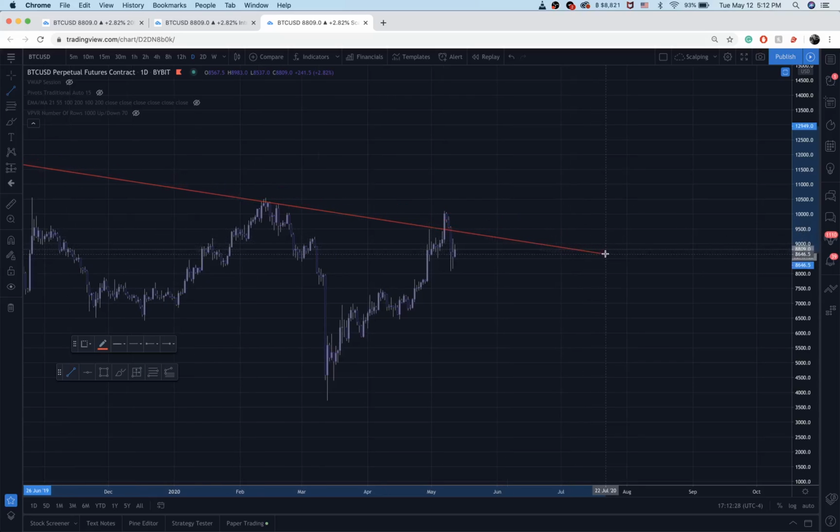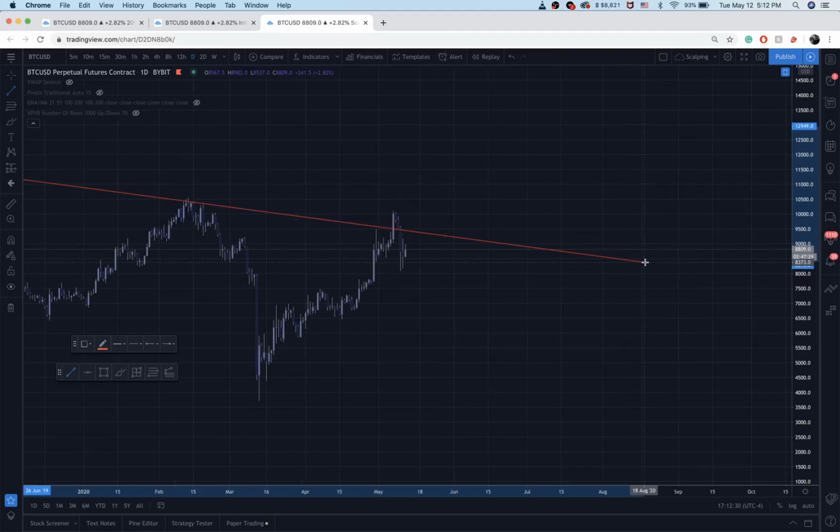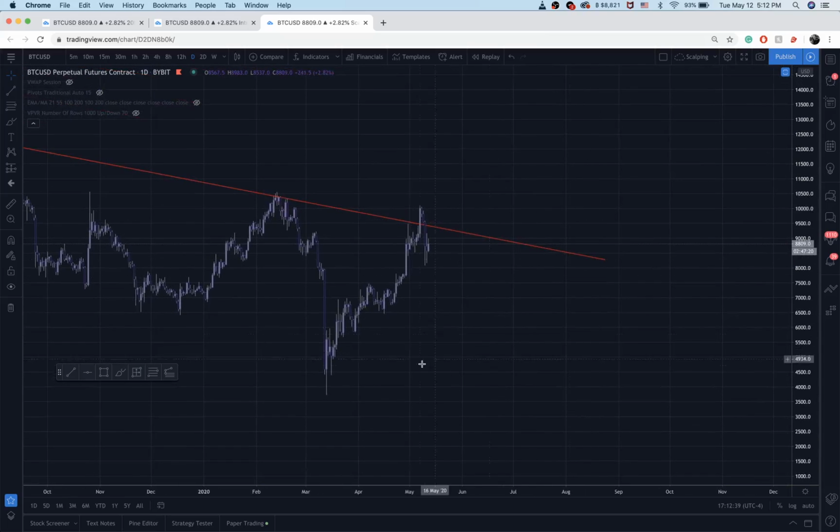I like to use candle bodies as it's a little bit more aggressive, and just barely touch those wicks, and try to cover as much ground as possible. But I'd say I'm pretty comfortable with that. Let's lock that in. That's going to be resistance.